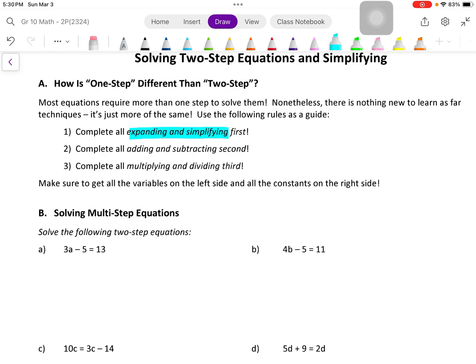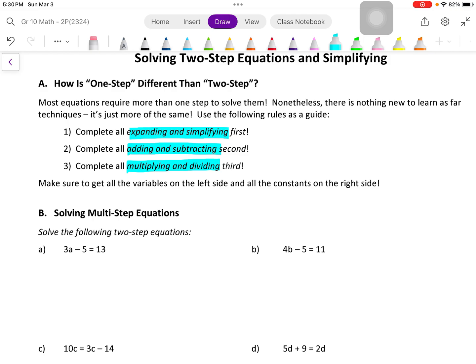Then any numbers that are being added or subtracted, we are going to move those numbers. And last, we'll move anything that is being multiplied or divided. When we have an expression that we're evaluating, or when we're simplifying, we use BEDMAS. So first, if there are any brackets, we evaluate that, then exponents, division or multiplication in the order they appear in, and addition and subtraction in the order they appear in.